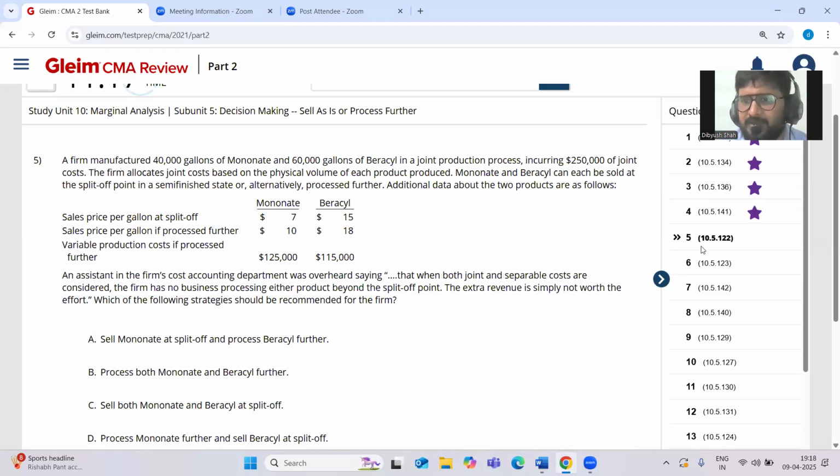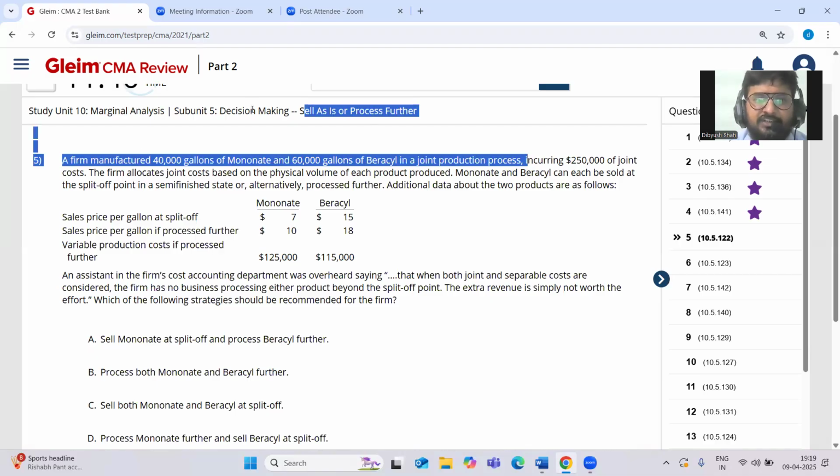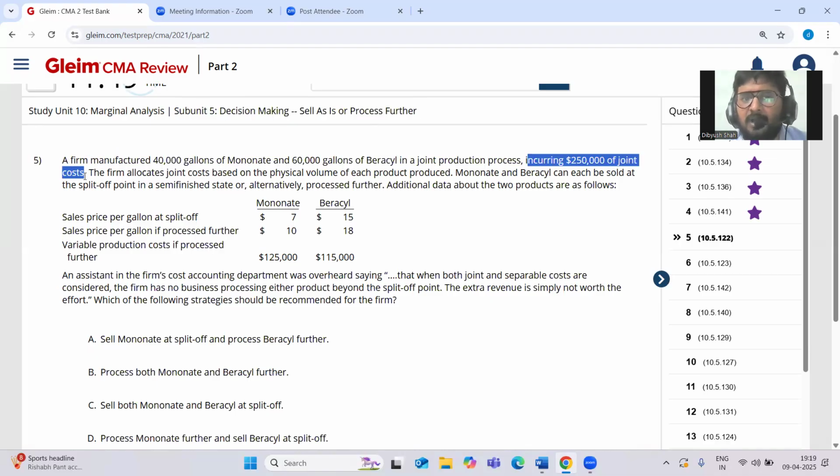Last question for the day. A firm manufactured 40,000 gallons of Mononet and 60,000 gallons of Beresyl in a joint manufacturing process. Incurring $250,000 of joint cost. As discussed, joint cost is always a sunk cost. Firm allocates joint cost based on the physical volume, physical units produced.